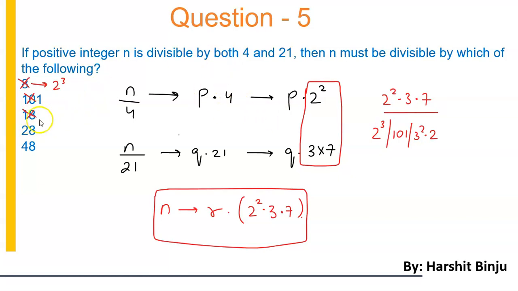What about 28? 28 will give me 2 square into 7, my bad, it is 4 into 7. So I can cancel this 2 square from this 2 square, and I can cancel this 7 from this 7. So it is definitely divisible by 28. That's for sure.